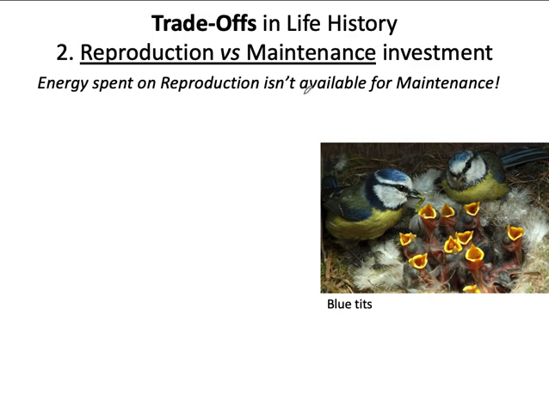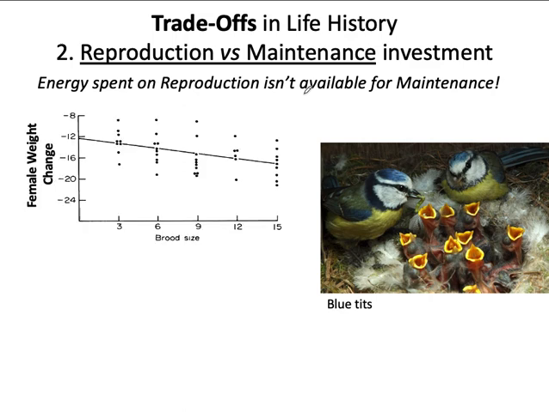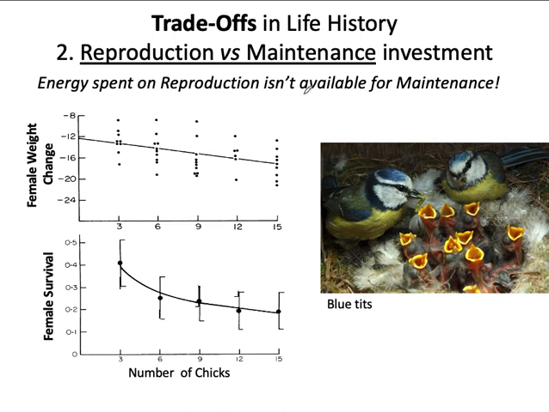Here's another bird example. This shows on the y-axis female weight change and brood size on the x-axis. This plot shows female survival on the y-axis and the number of chicks on the x-axis. And so again, we find strong evidence of this life history trade-off in different species. Essentially, the more energy a female individual puts into reproduction, the less energy is available for maintaining its own survival.